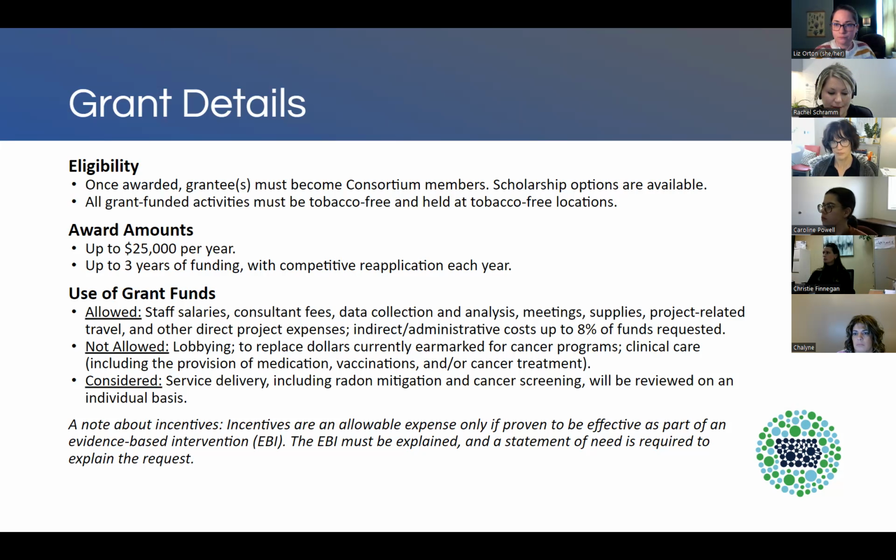So award amounts are definitely dependent on the funds available from any given year, but we do allow applicants to apply for up to $25,000 per year for a project. You can apply for a project that just spans a year, or it can be up to a 3-year maximum, where you'll have a competitive reapplication each year. Usually our average implementation grant award is somewhere between $10,000 and $15,000, but honestly, it just depends on the projects.